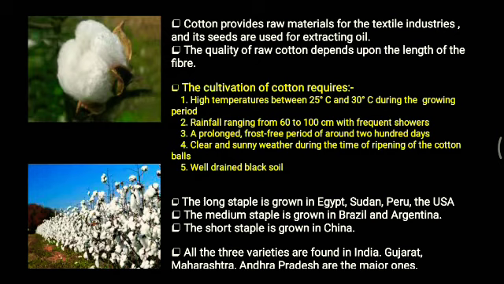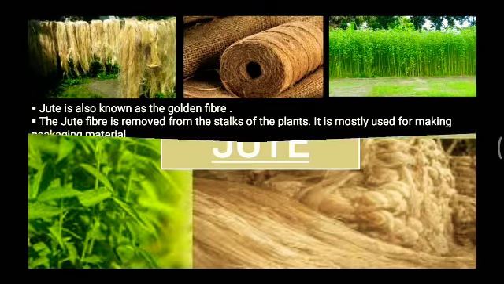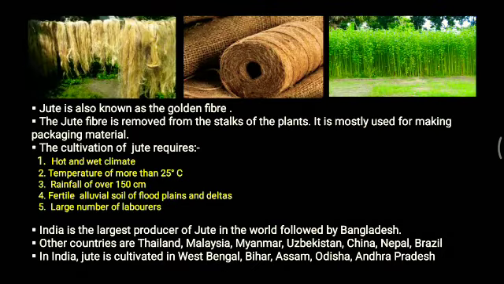Next we have jute. Jute is also known as the golden fiber. The jute fiber is removed from the stalks of the plants. Jute is mostly used for making packaging materials.